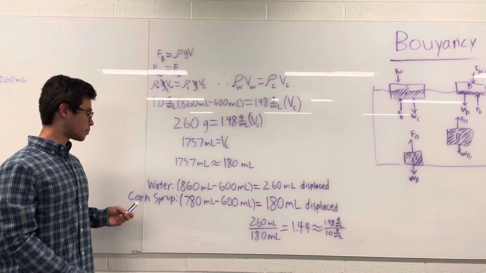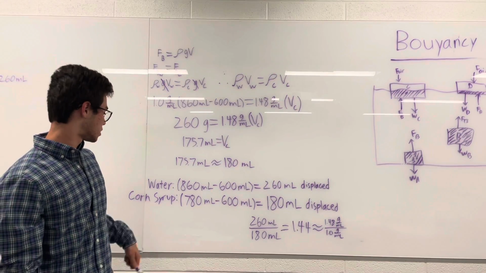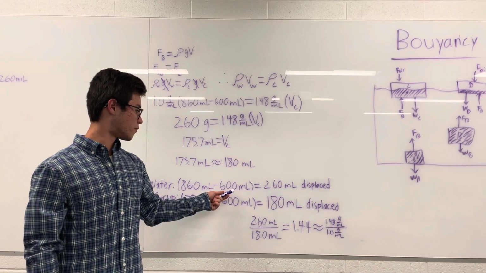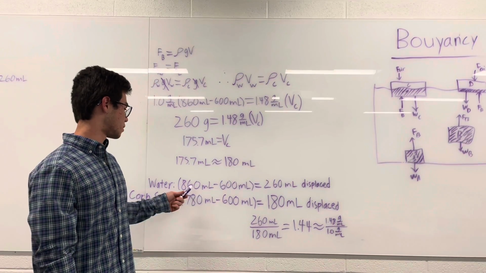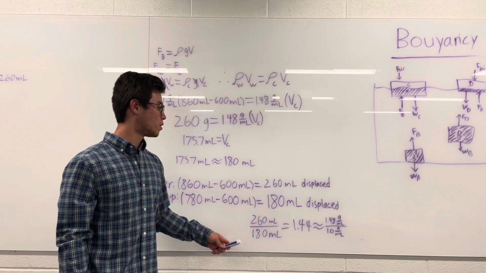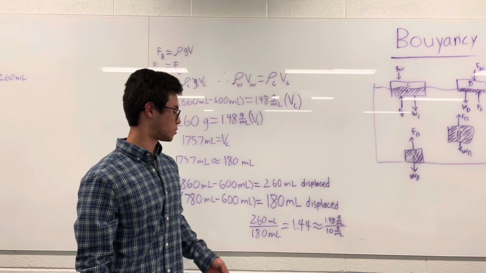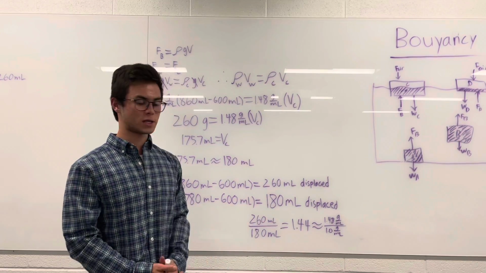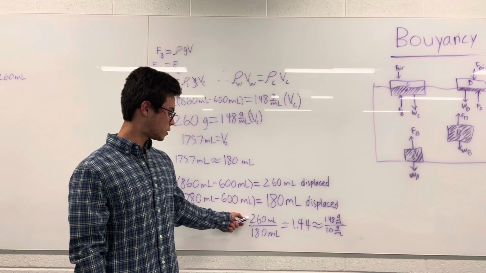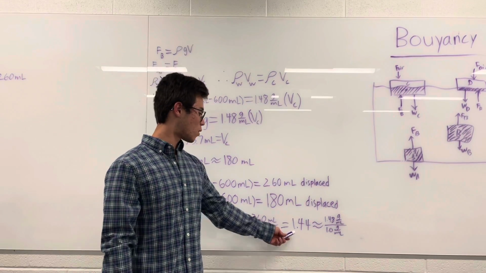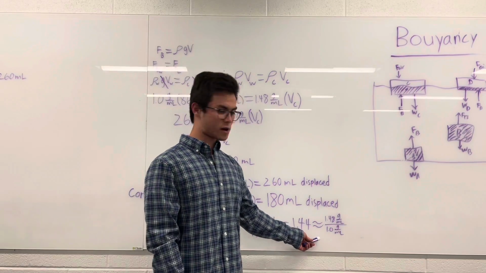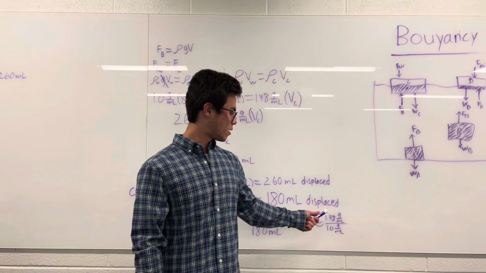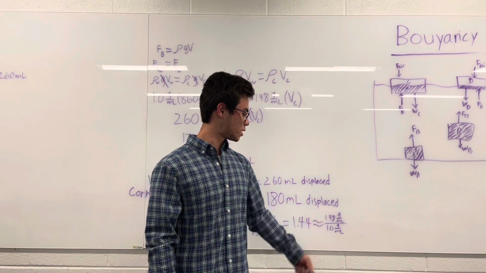Next, if we compare the volume of water displaced to the volume of corn syrup displaced, found by subtracting the initial volume of water in corn syrup from the final volume of water in corn syrup, we get that 260 milliliters of water was displaced and 180 milliliters of corn syrup was displaced. If we then make this into a ratio by dividing 260 milliliters by 180 milliliters, we get 1.44, which is approximately equal to the ratio of the densities of each liquid, which is 1.48 for corn syrup and 1.0 for water.